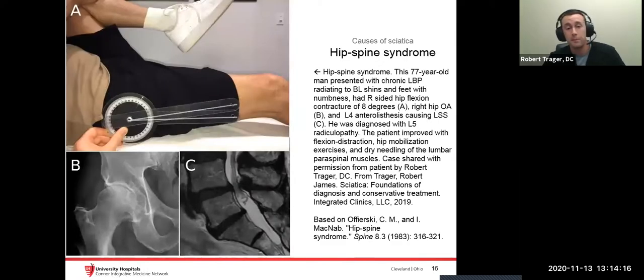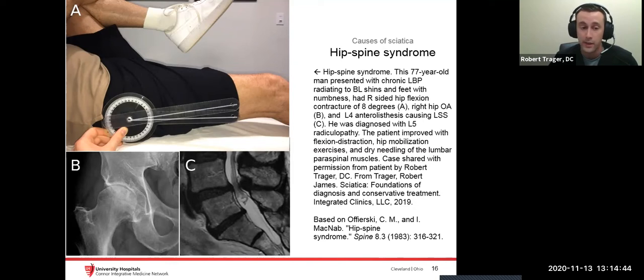This is what we call hip spine syndrome. And it's a collection of four things. Number one, sciatic pain or radicular sciatic pain. And this is a patient who presented with lower back pain radiating down both legs, very classic type of sciatic pain that we would think of as stenosis. And so just in these images here on image A, that's what we call a hip flexion contracture. He can't extend his hip very much.